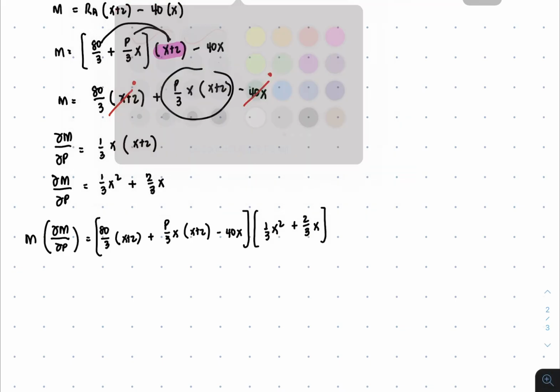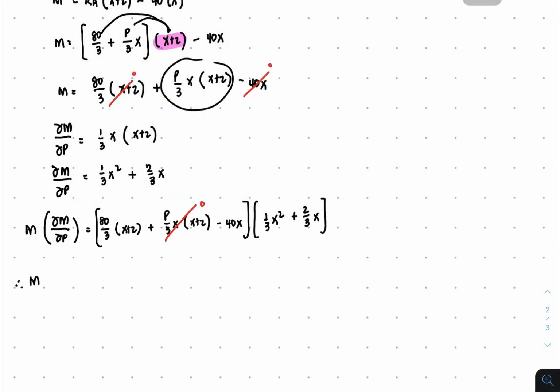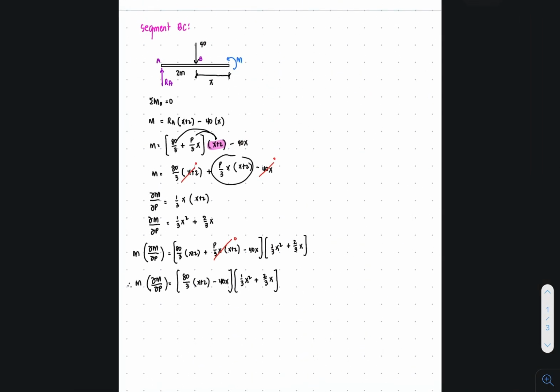In this case, the final term now, since with the P, we're going to set that to 0, it's going to be, therefore, M times the partial derivative of M with respect to P equal to the product of 80 over 3 x plus 2 minus 40x times the 1/3 x squared plus 2/3 x. So that is your term. We'll just leave it like that because it looks quite big.